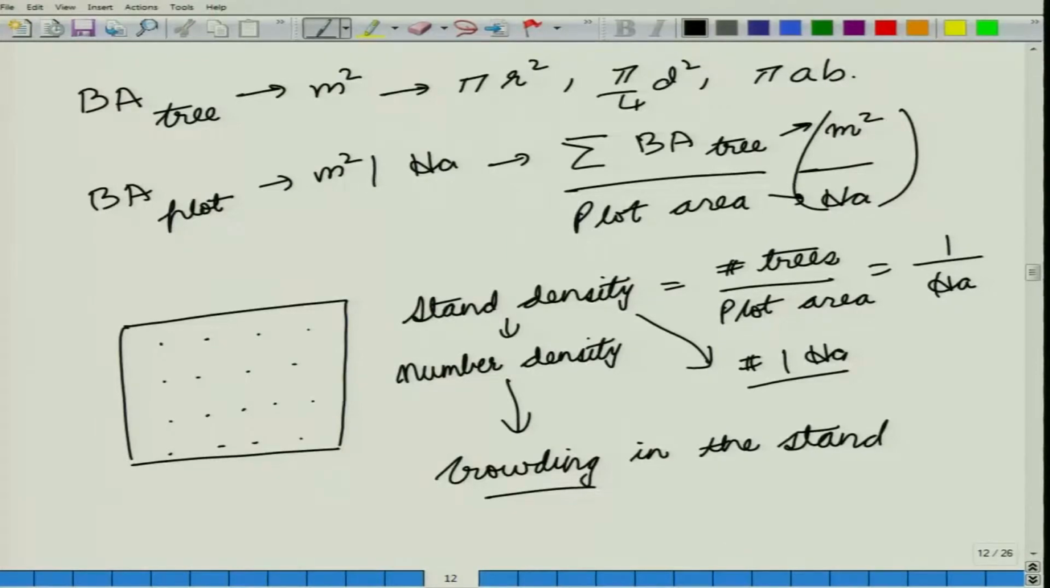Because if you have a lot of crowding in the stand, then you have a great amount of competition in the stand. So in this plot we have 16 trees. All these 16 trees are competing for the same resources, that is for sunlight, for water, for minerals, for air and so on. So if you have a lot of crowding, then you will be having much more competition in this stand.